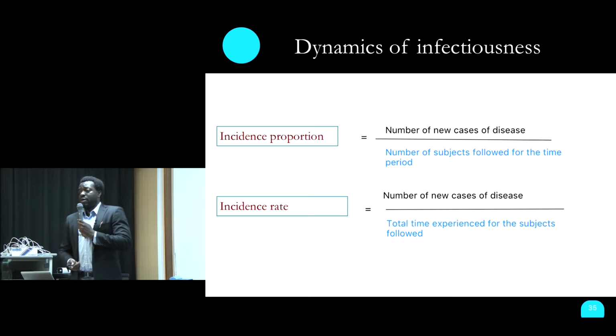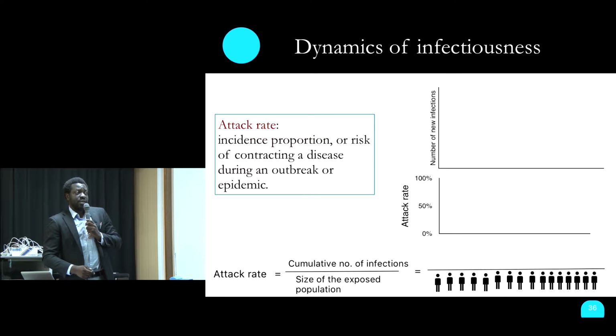And another way to measure the frequency of disease is the incidence. We have the incidence proportion and the incidence rate. The incidence proportion is the number of new cases of the disease divided by the number of persons followed during the period of time. The incidence rate is relatively the same, but we use the total time experienced by the subjects followed. But both of them generally don't tell us anything about the transmissibility of a disease.